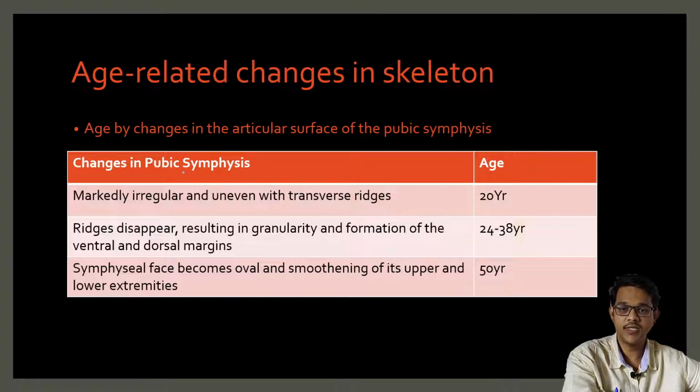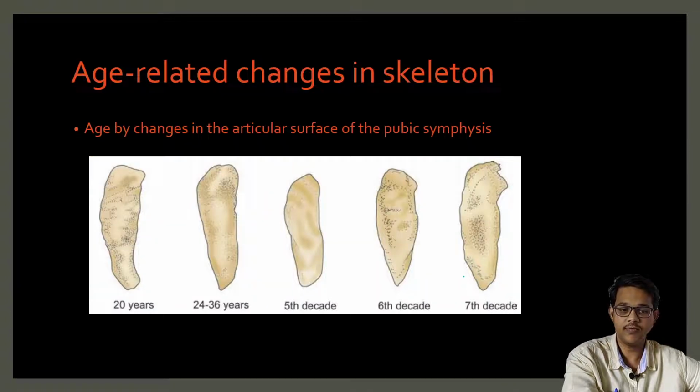Next, coming to changes in the pubic symphysis. These changes are very minimal and cannot be clearly identified. At the age of 20 years, marked irregular and uneven transverse ridges are seen. Ridges disappear with resulting granularity and formation of ventral and dorsal margins at the age of 24 to 30 years. The symphyseal face becomes oval. Smoothing of its upper and lower extremities occurs at the age of 50 years, when smoothing of the granules becomes apparent.